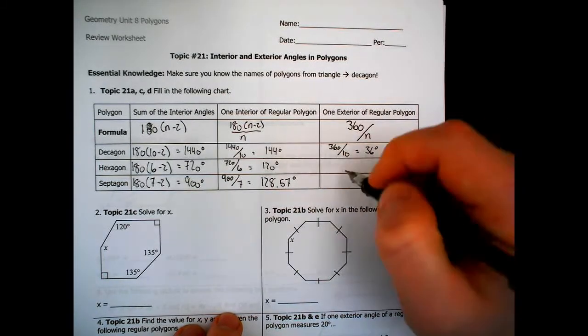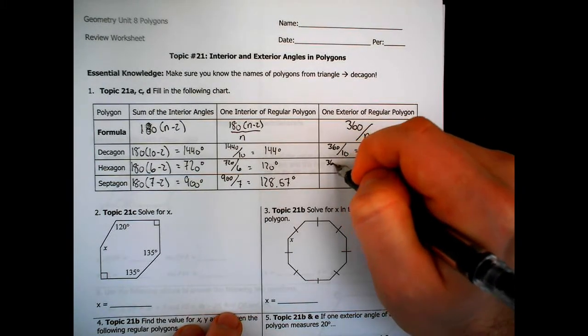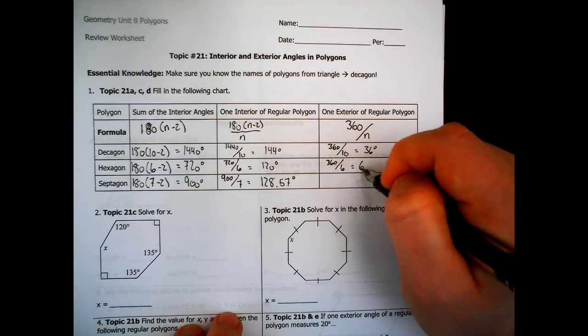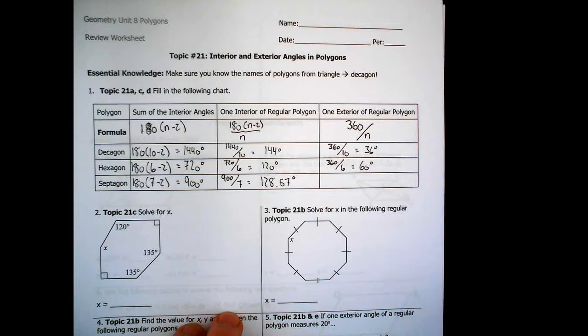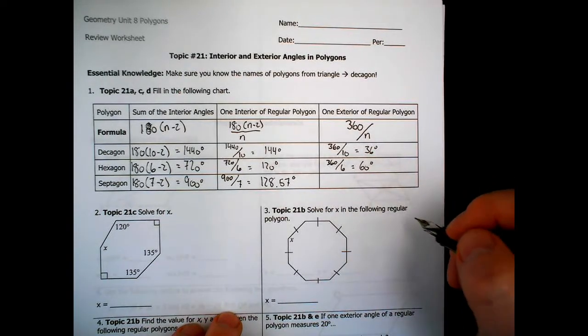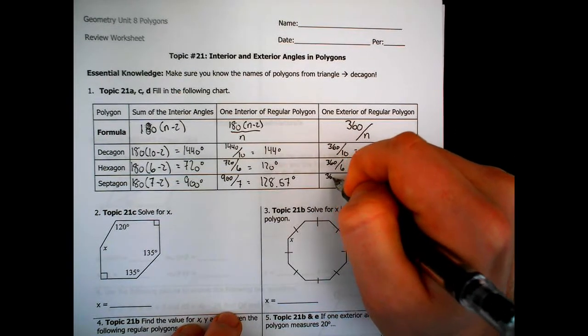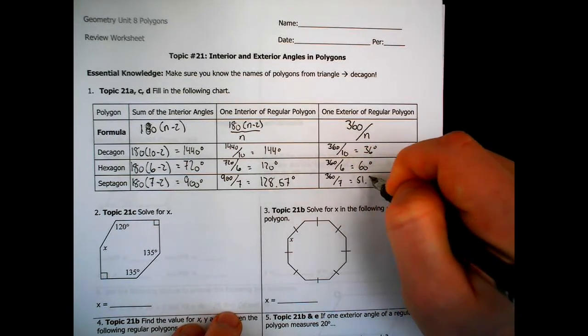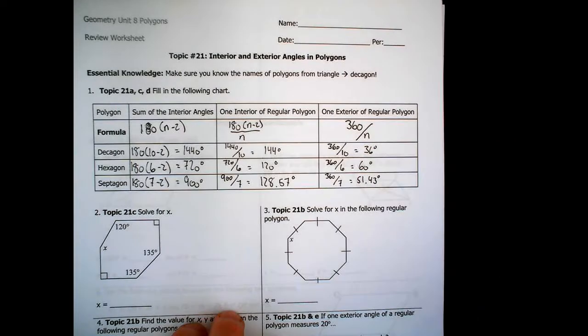Hexagon, 6 sides, it's 360 total, 6 exterior angles, 60 degrees for each angle. And finally, for our septagon, 360 total, divided by 7 exterior angles, 51.43 degrees.